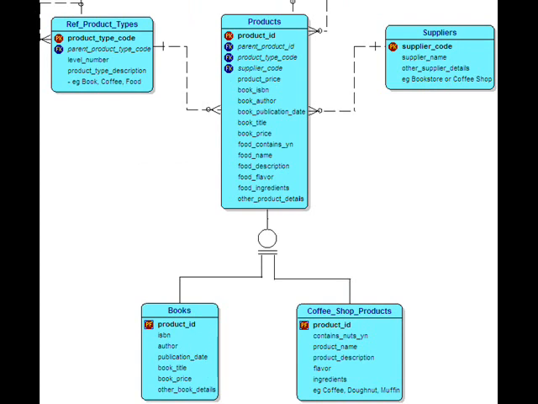Let's move on now to the topic of products. As you might imagine, this can be a complex area. Two of the important aspects related to products are inheritance and product hierarchies.